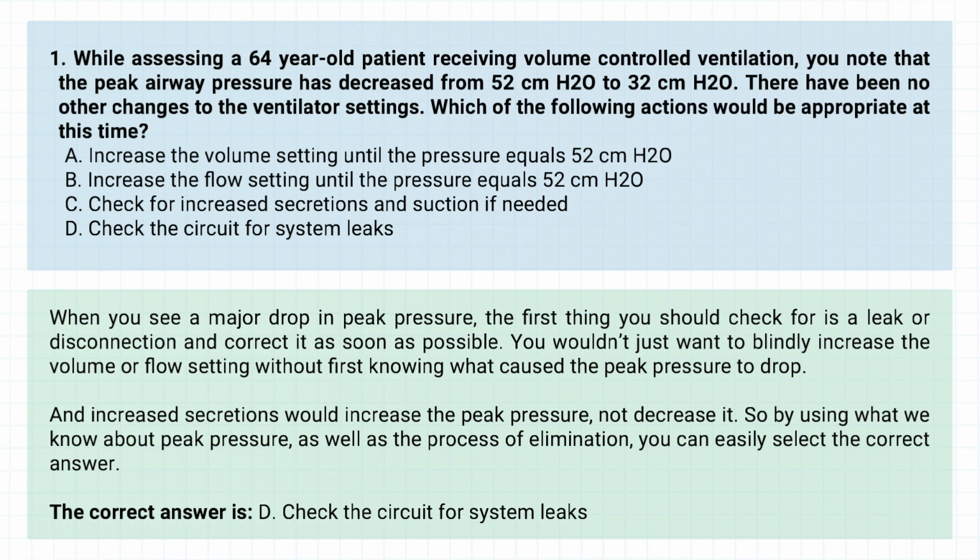When you see a major drop in peak pressure, the first thing you should check for is a leak or disconnection and correct it as soon as possible. You wouldn't just want to blindly increase the volume or flow setting without first knowing what caused the peak pressure to drop, and increased secretions would increase the peak pressure, not decrease it. So by using what we know about peak pressure, as well as the process of elimination, you can easily interpret that the correct answer has to be D. Check the circuit for system leaks.